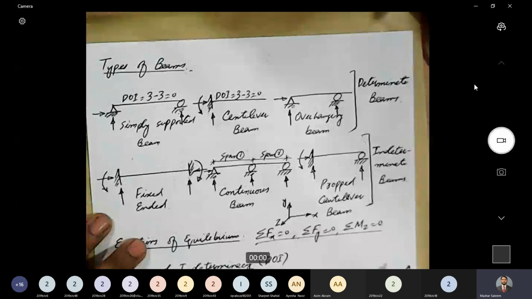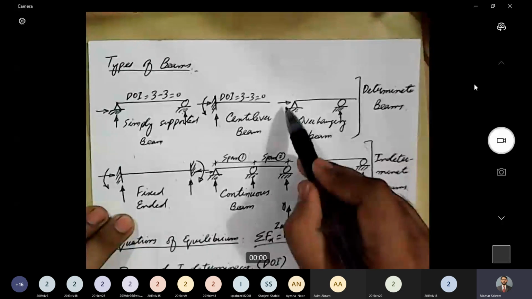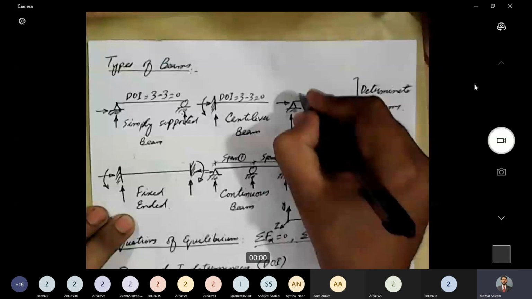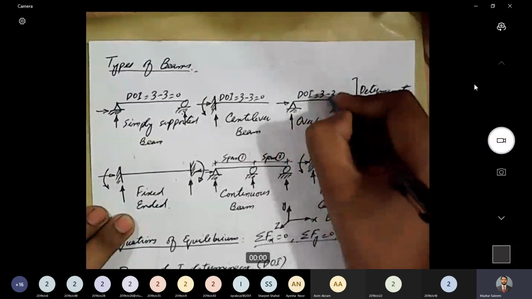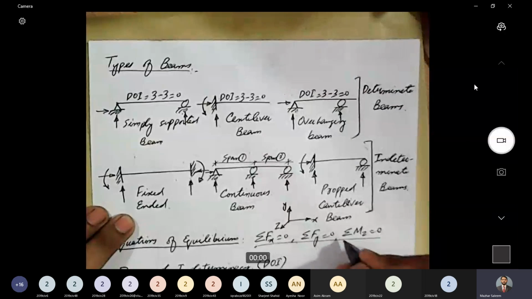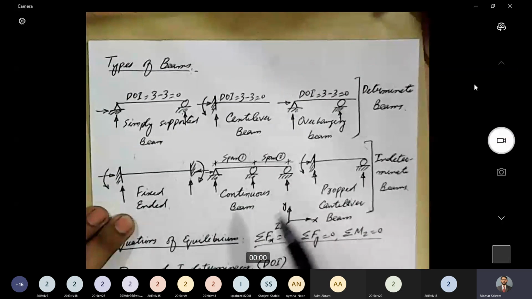Next is this overhanging beam. How many reactions? 1, 2, 3. So degree of indeterminacy is 3 minus 3 equal to 0. There are 3 unknowns and 3 equations. So degree of indeterminacy is 0. That is why these 3 beams are determinate beams.